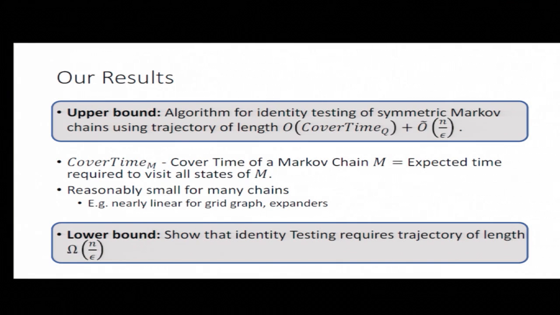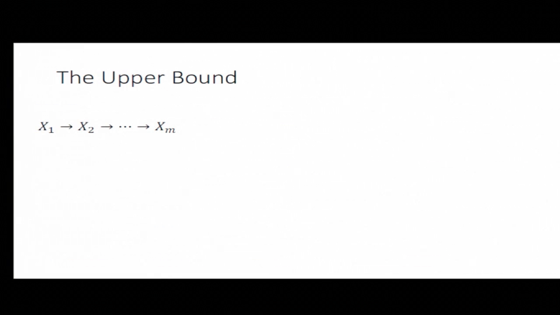The cover time is defined as roughly the expected time you would need before you hit all the states in your Markov chain. And for many reasonable classes of chains, it's actually pretty small. For instance, if you think of a Markov chain supported over the grid graph or over expander graphs, it turns out that it's nearly linear. To complement our upper bound, we have a lower bound which shows that the second term in the upper bound, which is n over epsilon, is necessary. So you need to observe a trajectory of length at least n over epsilon to answer this problem. Cool.